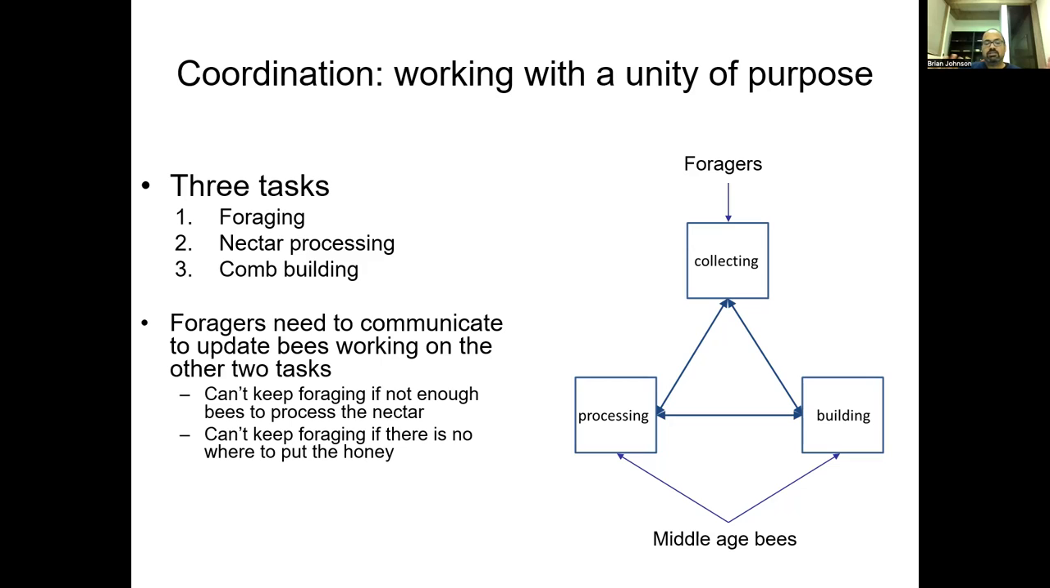And so most of the signals, like the tremble dance and the stop signal and the piping signal, all of these are done by the foragers, and they're sent to the middle-aged bees to let them know how much foraging is going on and how much work they should be devoting to nectar processing and to food building and to comb building.